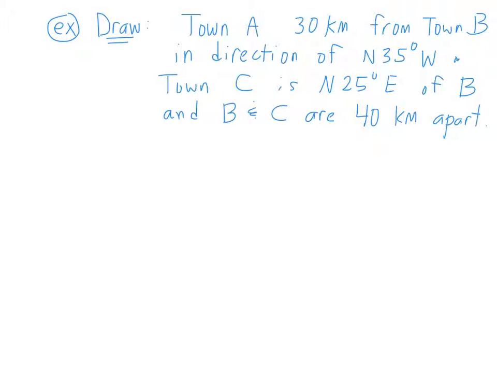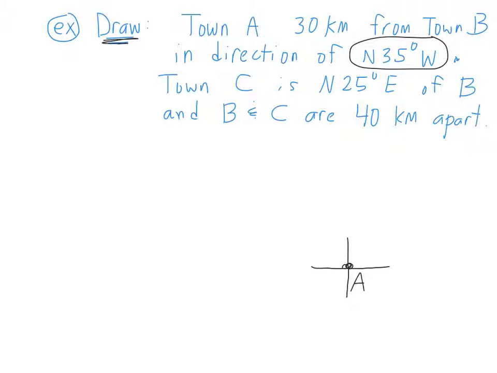All right, last one. I apologize, I know this video is getting kind of long. So we're just looking to draw this. All right, so we have town A, that's 30 kilometers from town B, in the direction of this compass point. So we'll call this our town A. We have town B in the direction of, now we're told, north 35 degrees west.